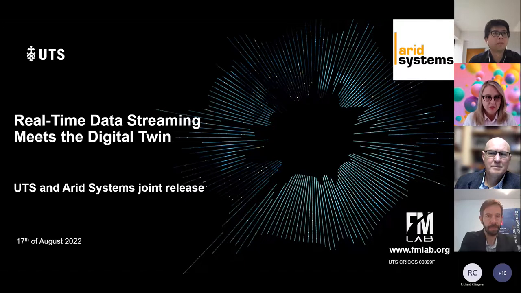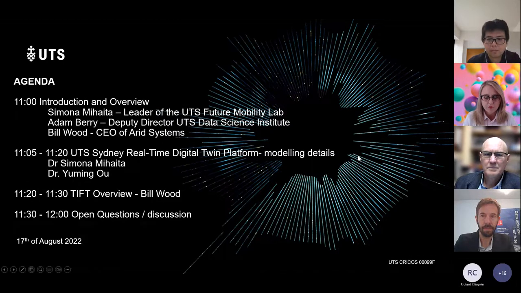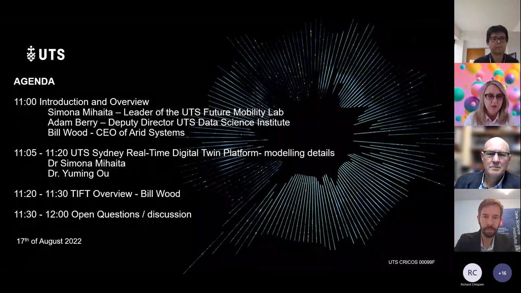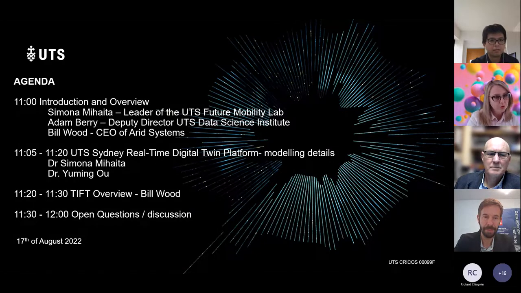I'm a senior lecturer at the UTS University in Sydney, and I'm leading the Future Mobility Lab. And the plan for today's presentation is going to be structured in the following steps. First of all, I'm going to provide you with an introduction of who we are and what we do at UTS. I'm going to pass on to Adam Berry, our Deputy Director of the UTS Data Science Institute, to tell you a little bit more about all the interesting things that we are doing inside the Institute. I will then pass on and introduce to you Bill, the CEO of Arid Systems.